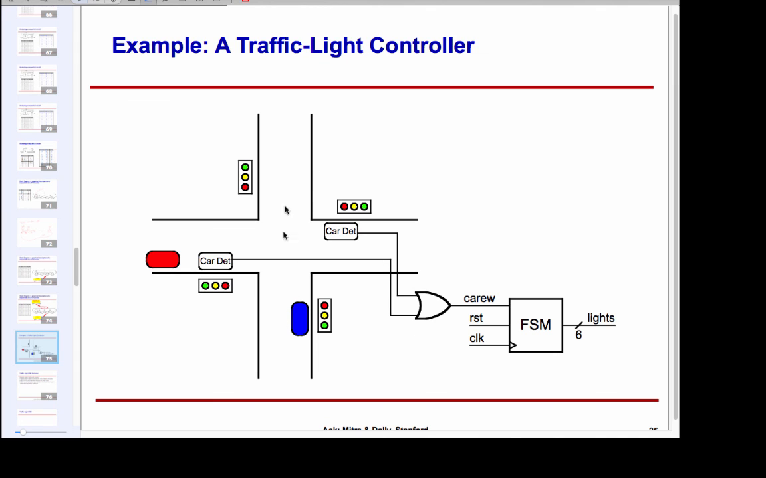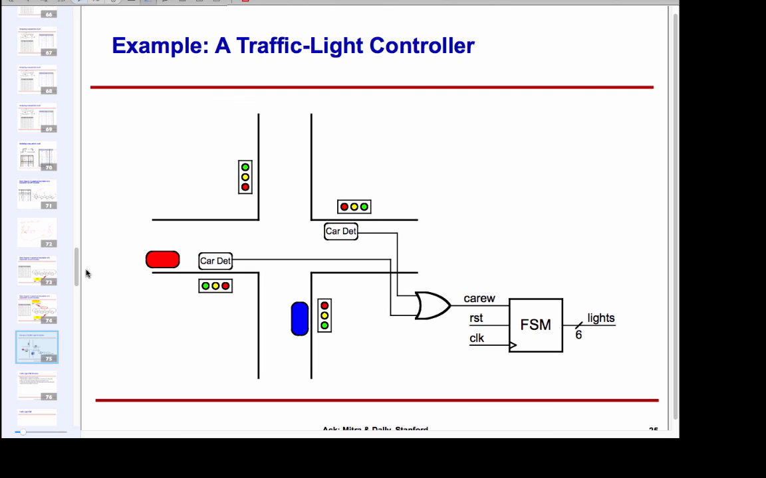On the north-south direction, we don't have any such sensor because, as we'll see soon, it is our primary road, so we give it the priority. I have a clock and I have a reset signal to set the whole system into a particular state, and then I want to control the lights. I have two sets of lights. The two north-south lights, the one out here and the one out here, are controlled the same way, and the two east-west lights are controlled the same way. So I really have 6 independent lights: red, yellow, green for east-west, and red, yellow, green for north-south.